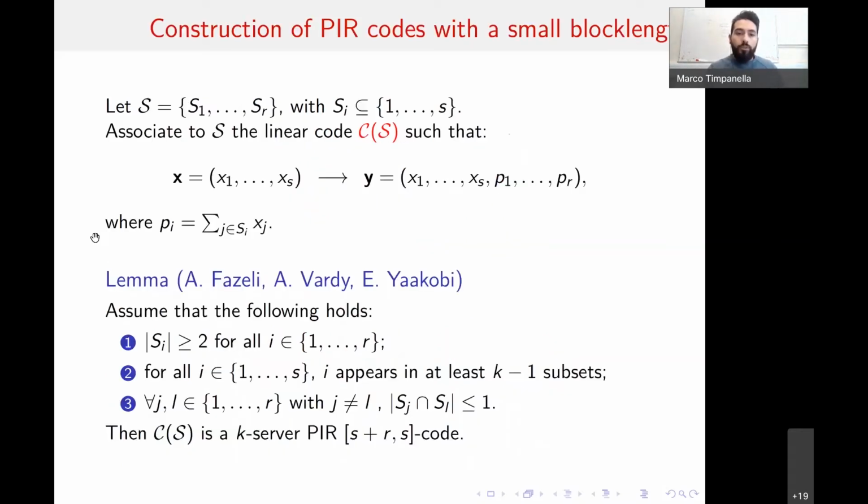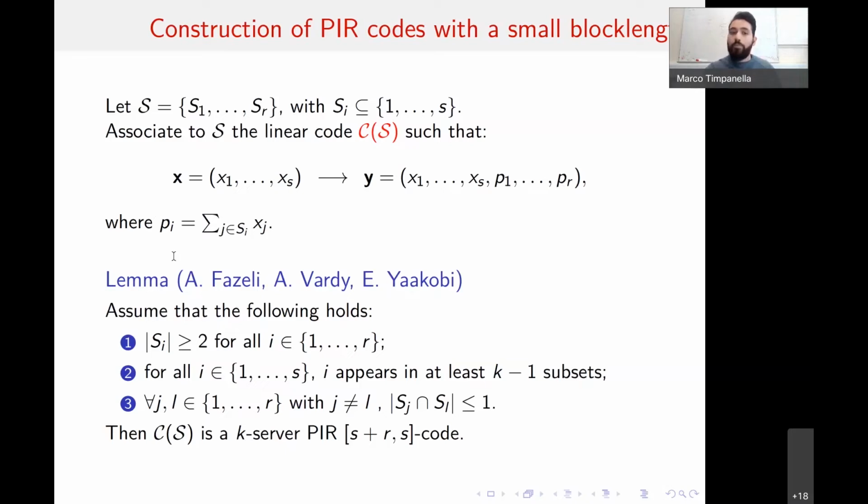Okay, so one of the starting points of our paper was a result by Faselli, Vardi, and Jacobi that now I'm going to show. First of all, I need a quick observation that if we take a set S of subsets S1, ..., SR of the set of numbers from 1 to s, then it is possible to associate to this set a linear code that I will denote by C of S. That is the linear code that encodes the vector x1, ..., xs into the vector x1, ..., xs, p1, ..., pr, where these r redundancy bits are defined by this rule. So you can see that pi depends on the subset Si.